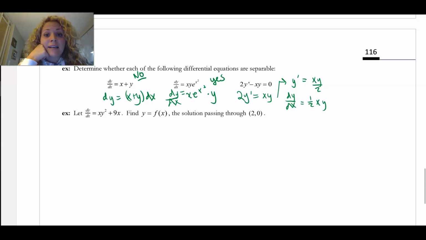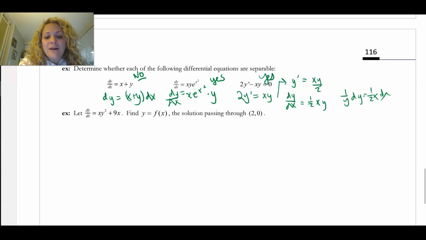I can see that now the right side of my differential equation is a product of x's, y's, and 1/2. So if I multiply my dx to the right side, I could again divide both sides by y. So we'd have 1 over y dy equals 1/2 x dx. So yes, that third one is also separable. All right, we're gonna work out a couple more examples.